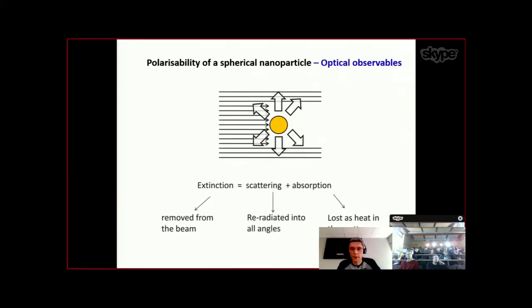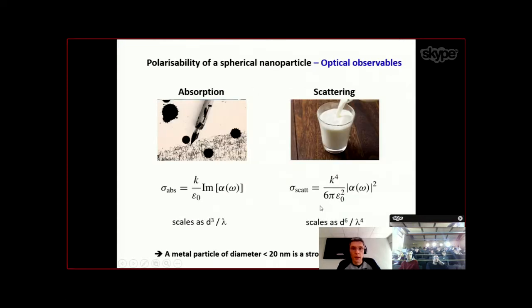Okay, so then you have the optical response of a nanoparticle. You can have two things. Basically, the particle can scatter the light, so send light back into various angles, and it can also absorb, so light is lost as heat into the device. Absorption is a problem of volume, so it scales as the diameter cubed of a particle, while scattering is more a problem of dipole-dipole interaction, so it scales as the power of 6 of the size.